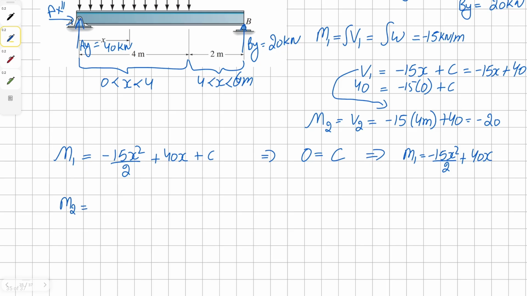For moment 2, if we take an integral of the shear for region 2, we're going to have a moment 2 as negative 20x plus our constant. And we know our moment is 0 when x is 6. Therefore, solving for constant, we get our value as 120. And our moment equation becomes negative 20x plus 120.